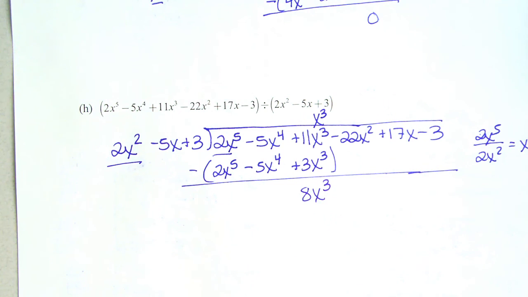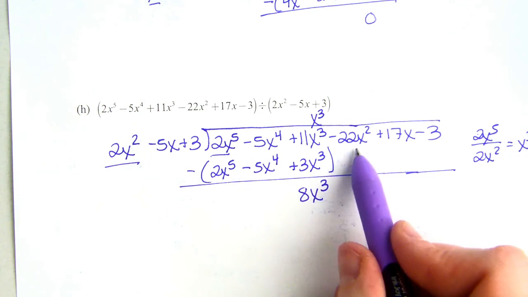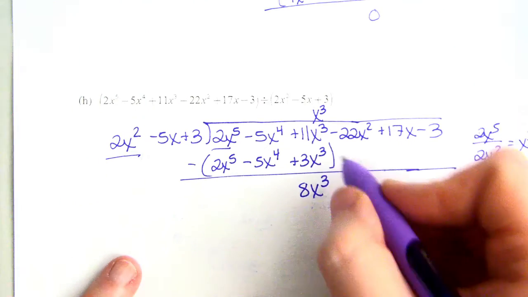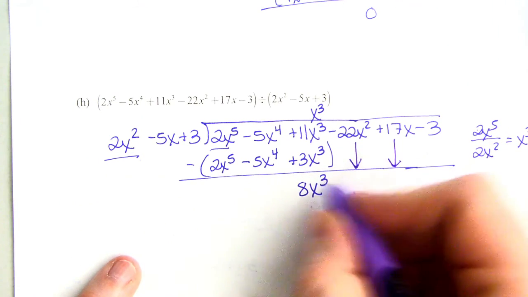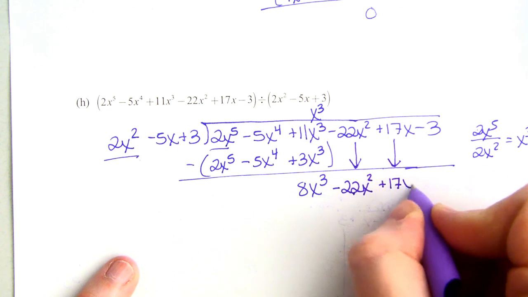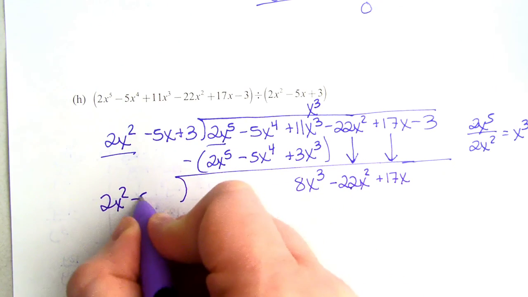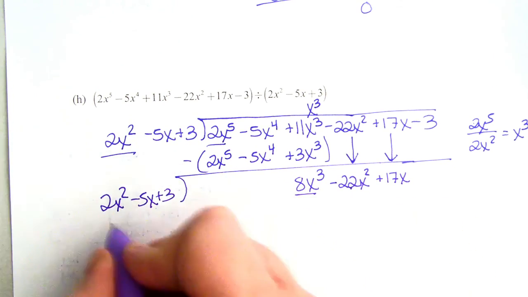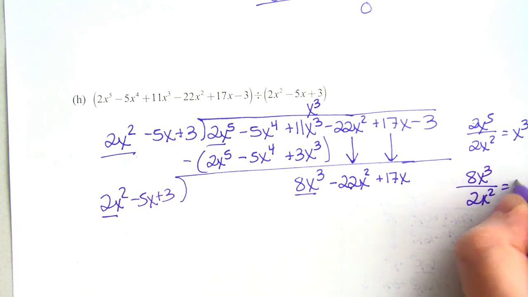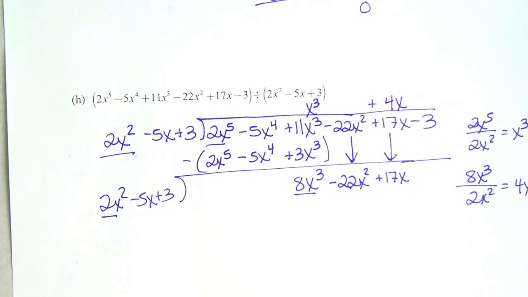We always need to be dealing with the same number of terms inside that we have outside. Normally I would bring down one term, but if I did that, I'd only have two terms inside, and I want three terms inside. So I'm actually going to bring down the next two terms. Divide. 8x to the third divided by 2x squared. That's going to give me 4x. Put that above the x term.